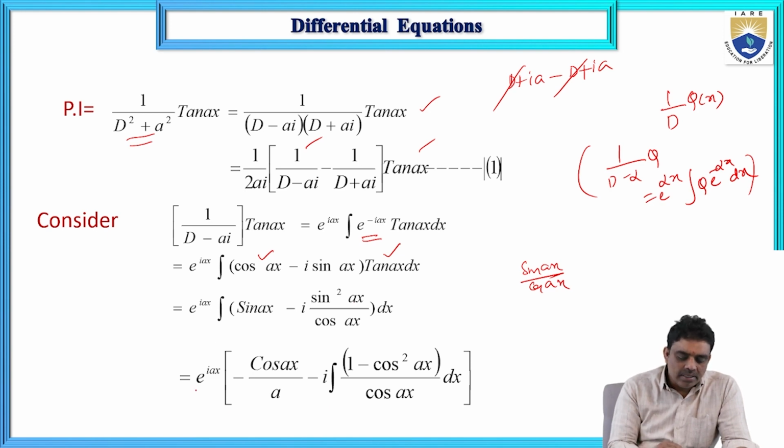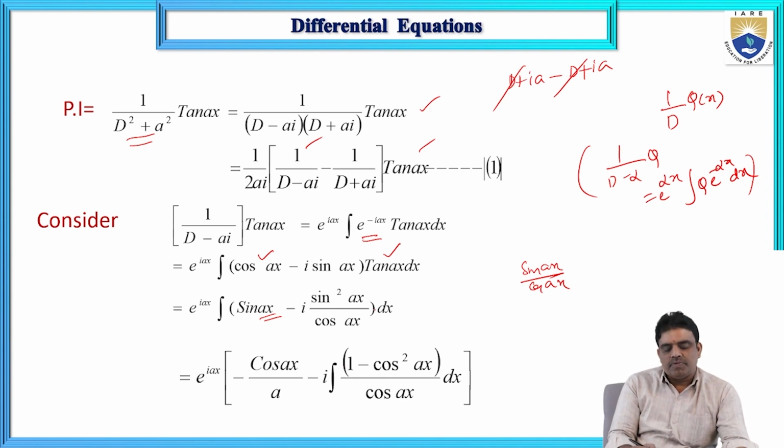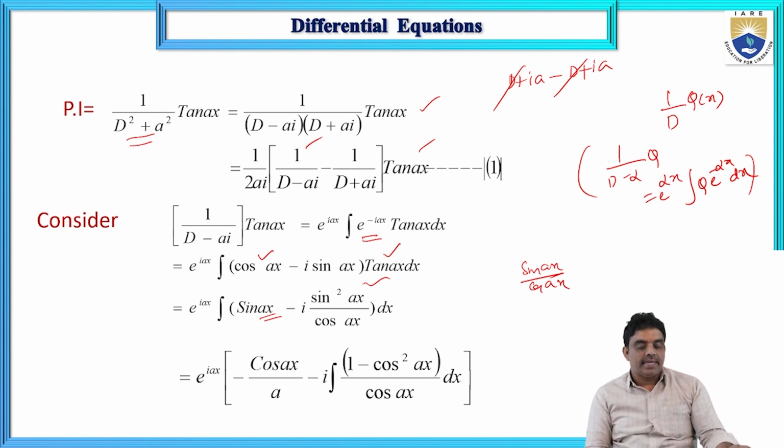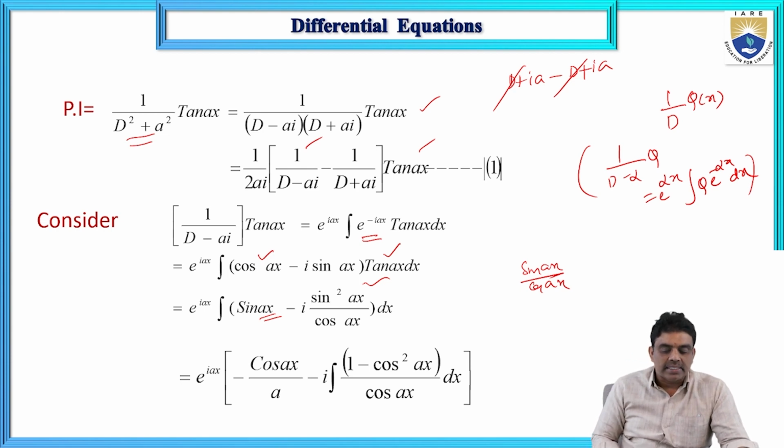Now on integrating, e power iax into sin ax integration is minus cos ax by a. First integral is over. Second term, we cannot find directly. We need some manipulations. Minus i into, I can write sin square ax as 1 minus cos square ax by cos ax dx. So on splitting this integral, first part 1 by cos ax, that is secant ax, is one term. Second term, minus cos square ax by cos ax, that is cos ax. So I'm going to the next slide.